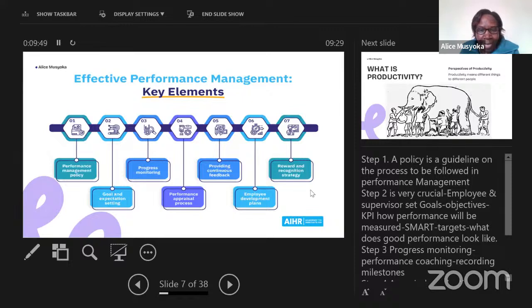Someone else to share on that? No one else would like to share on performance management, because I want us to change gear and move to productivity. We see what is productivity, and then we look at productivity measurement.